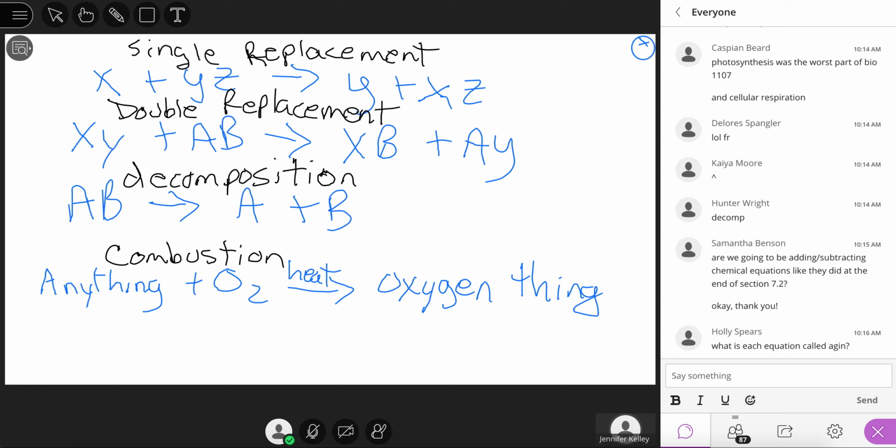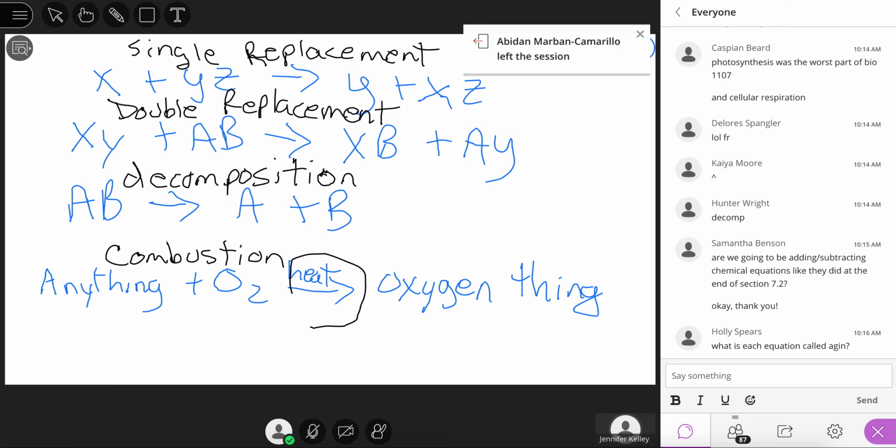Now, a lot of times with combustion reactions, you're not going to see the word heat there, but it should be in the presence of heat, and that's what causes it to combust. Combust is like to burn in the presence of oxygen.